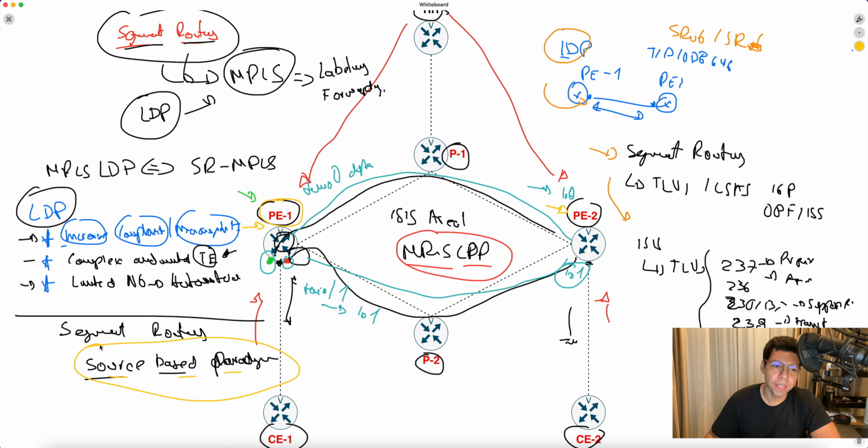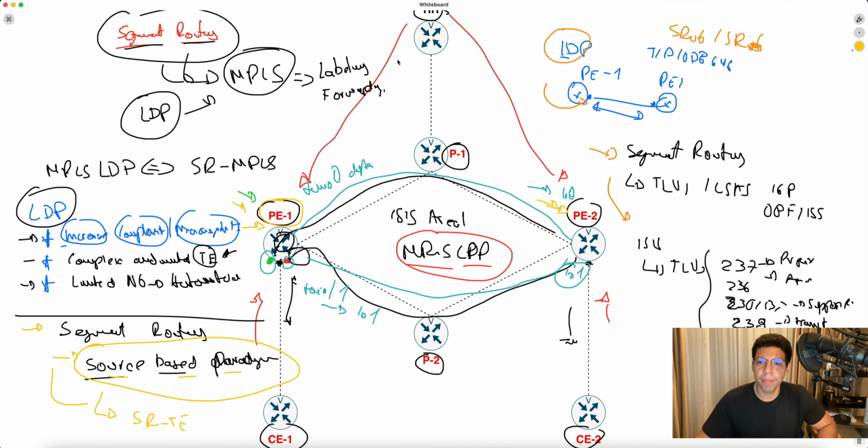Now, this source-based paradigm is true whenever we use SR-TE, because we can decide with SR-TE where we want the traffic to go, okay? So that's true whenever we are using SR-TE. Whenever we are not using SR-TE, segment routing does the traffic forwarding based on the IGP cost, the lower IGP cost that follows between P1 and P2, same as LDP does, okay? So this source-based routing paradigm applies whenever we are using SR-TE, okay?